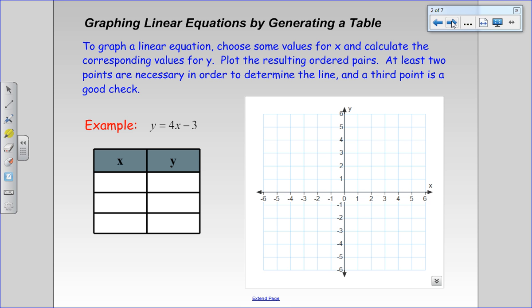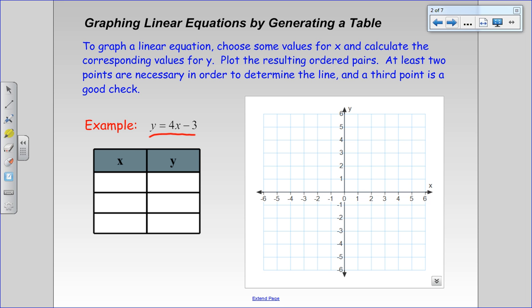To graph a linear equation by generating a table, we choose some values for x and calculate the corresponding values for y. Then we plot the resulting ordered pairs on the coordinate plane. We need to do this for at least 2 points to determine the direction of the line. And a third point is often useful as a good check as well. Let's look at the example shown on the screen, the equation y equals 4x minus 3, and draw a graph of that equation.